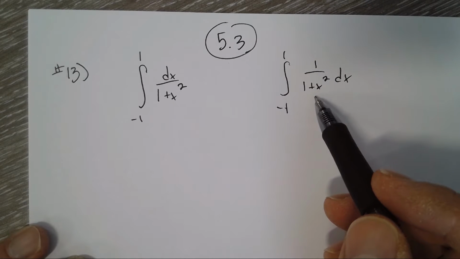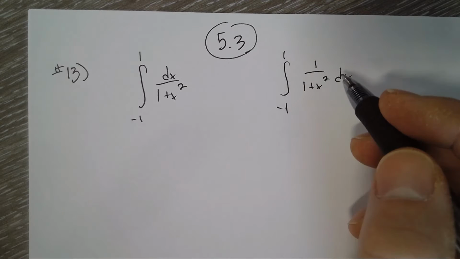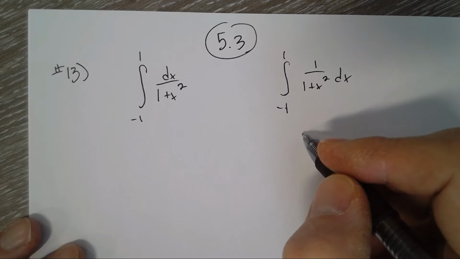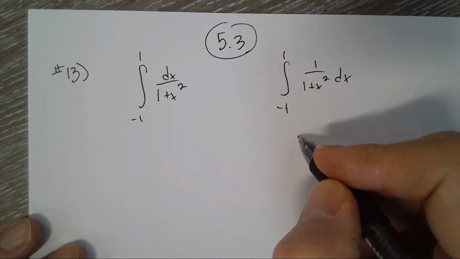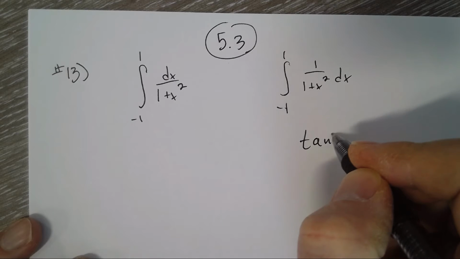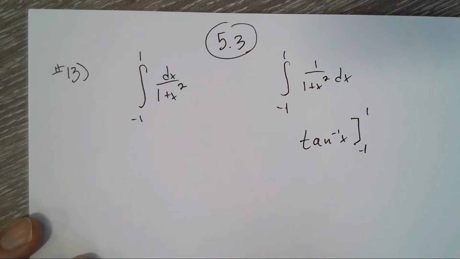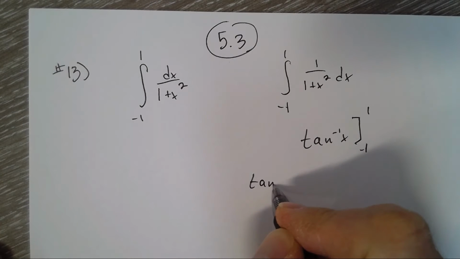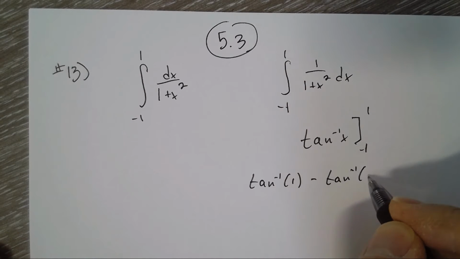Well, it's inverse tangent, and it's not obvious, but if you look at Carl, if you're in my class, Carl says the derivative of inverse tangent is 1 over 1 plus x squared. So it's the inverse tangent of x, and we're evaluating it from -1 to 1. Okay, so without a calculator, what is the inverse tangent of 1? And what is the inverse tangent of -1?